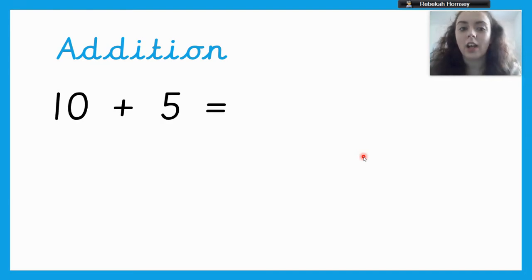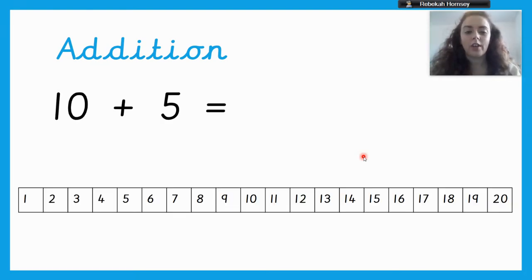Let's try this one. 10 add 5. So there's my number track. I'm starting with 10. So what you need to do now is get 10 of something. Either draw 10 dots, 10 triangles, or get your 10 objects. You can pause the video if you need more time. There are my 10 triangles. I've put them on my number track.